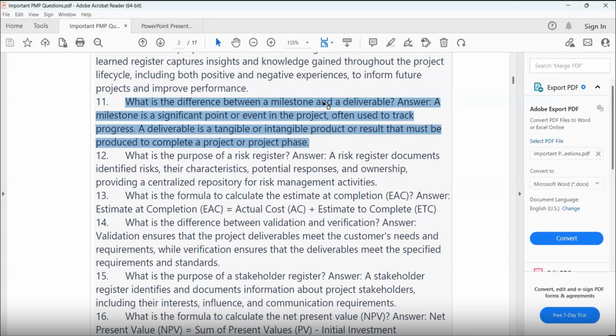What is the difference between a milestone and deliverable? A milestone is a significant point or event in the project, often used to track progress. A deliverable is a tangible or intangible. What is tangible? Which can be touched. Intangibles cannot be touched, that must be produced to complete a project or project phase. See, when we are reading this, if there is any confusion, please ask.